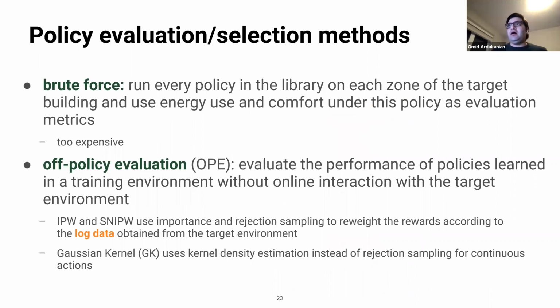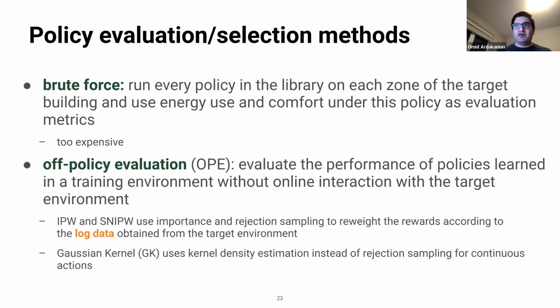Okay, so now there are different approaches that we can take to find the best policy, to evaluate policies, and to select the best one. The naive strategy is just brute force search. You run every policy you have in your policy library on every zone in the target building. If you have enough time to do that, you would be able to measure the energy use and comfort under all these policies for every zone, and then you select the best one. This is going to be too expensive, so we want to do better than this.